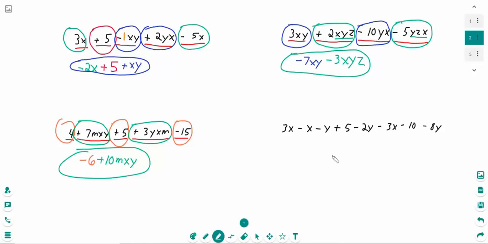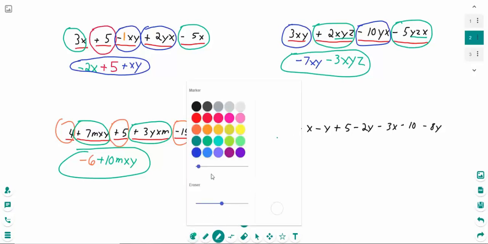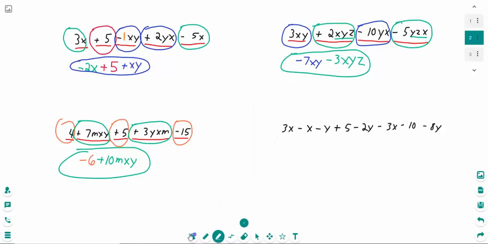All right. And let's try one more. Go ahead and do this one on a separate sheet, and then we will do it together here. All right, so our terms, we have a 3x, we have a negative x, a negative y, a plus 5, a negative 2y, a negative 3x, a negative 10, and a negative 8y. We've got tons of terms in here, right? What have we got? 8 different terms.